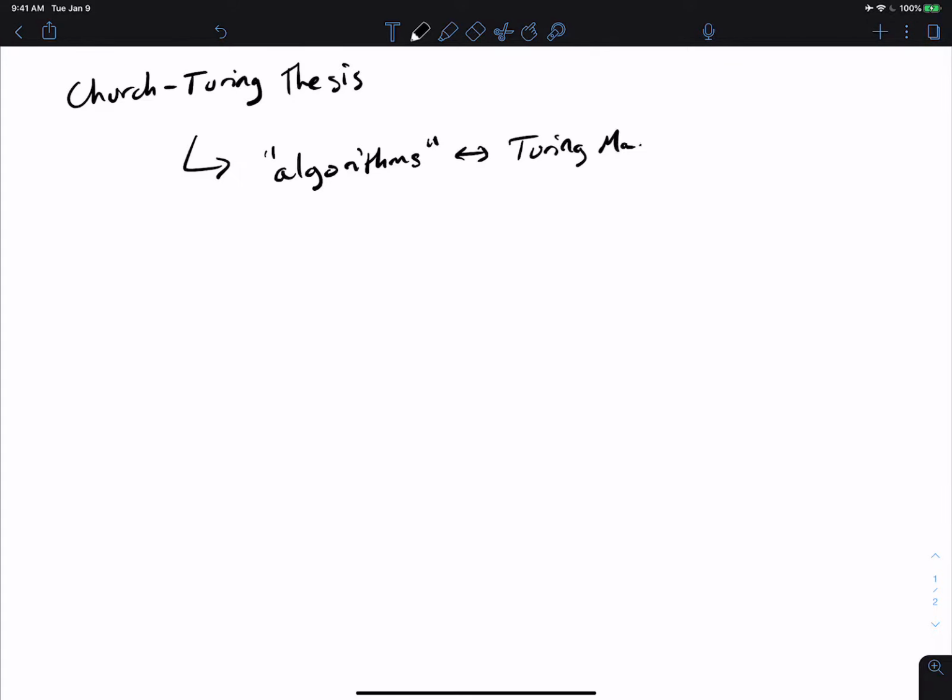Okay, so let's continue from where we left off. We just finished talking about something called the Church-Turing thesis, which essentially says that our notion of algorithms is equivalent to Turing machines. We've been talking about Turing machines for several lectures now, and our notion of what an algorithm is on a realistic computer is computationally equivalent to a Turing machine.